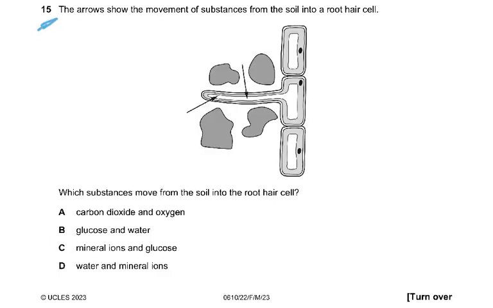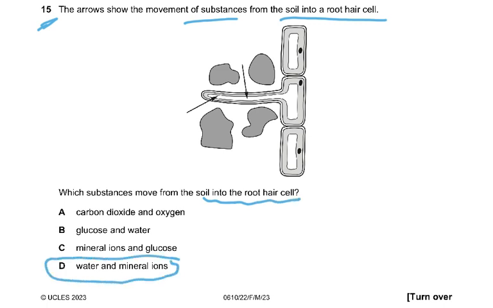Question number 15. The arrows show the movement of substances from the soil into the root hair cell. Which substances move from the soil into the root hair cell? Only water and mineral ions. You see, carbon dioxide and oxygen, why would those move in? There's no photosynthesis inside the root hair cell, so carbon dioxide is not needed. It won't diffuse in, because diffusion only takes place if there is a lower concentration inside the cell and a higher concentration outside. Glucose and water? Why would soil have glucose? So there can't be mineral ions and glucose. Again, that was wrong. Why would soil have any glucose in it?